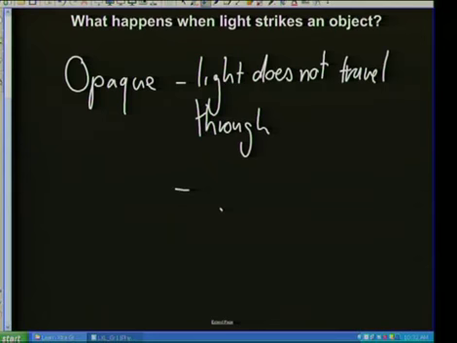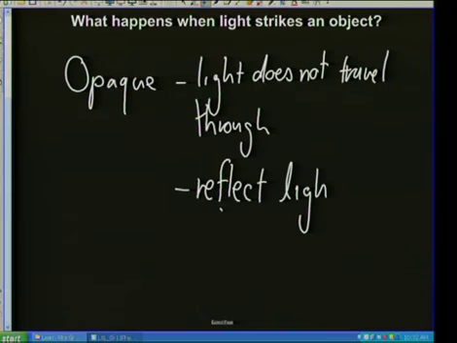So the first thing I'm going to write down is an opaque object can reflect light. When we talk about reflection, we simply mean light is falling on it and it's bouncing off it. Okay? But there is another important thing that we need to understand that's happening at many surfaces.